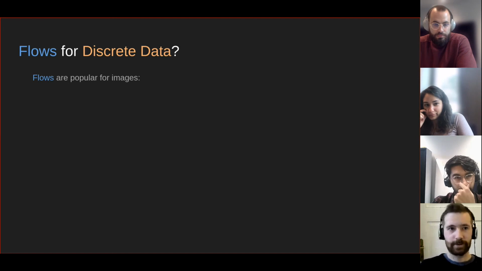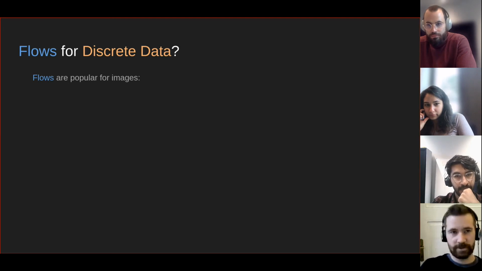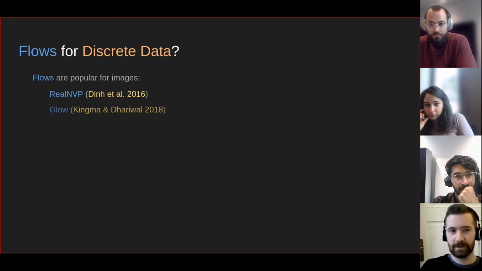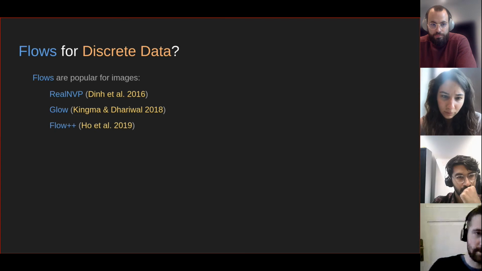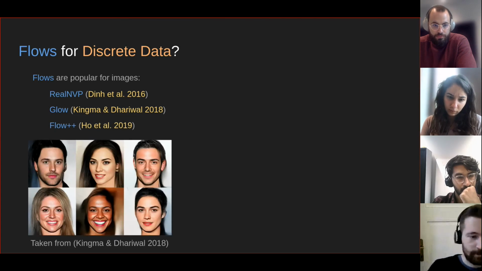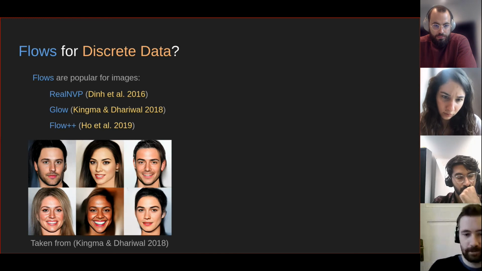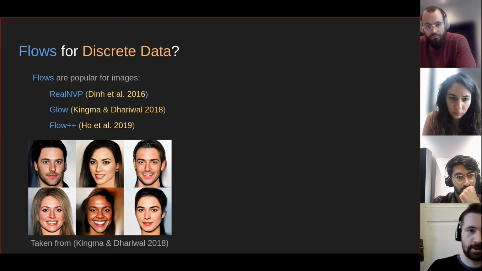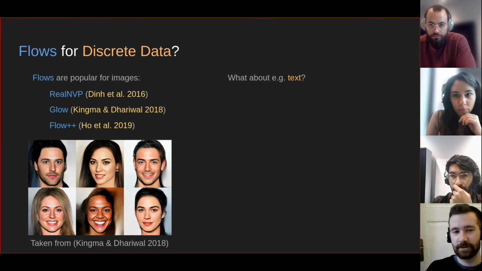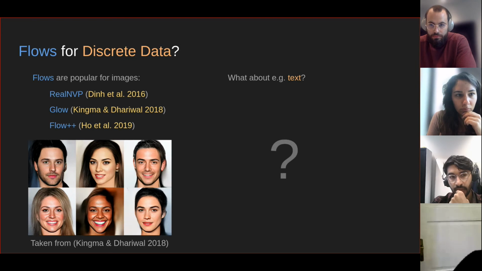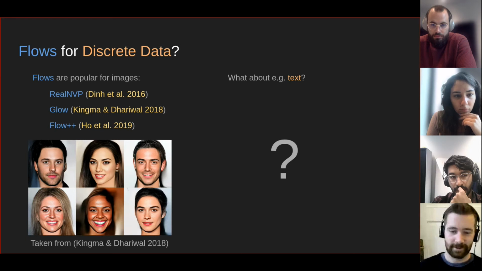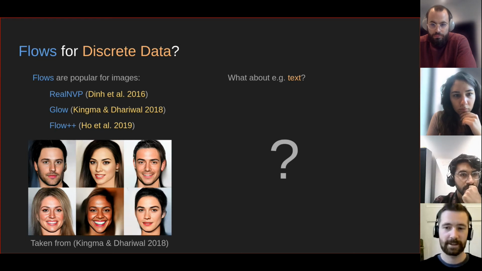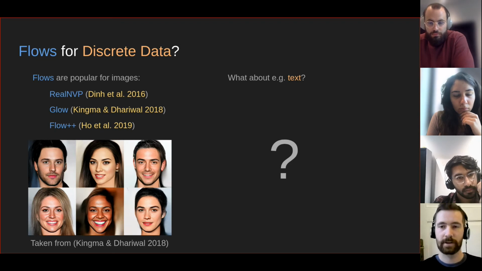So can we have flows for discrete data? Flows are popular for images. Many of the most popular flows we know work on image data: RealNVP, Glow, Flow++. Some examples from the Glow paper. So they are very popularly used with images and work quite well there. But what about text? There are much fewer papers talking about how to train flow models on text data, or any type of categorical data really. So that's what we'll talk about now, a few different approaches that have been taken in the literature, before we introduce Argmax flows, which is our new proposed way of doing it.